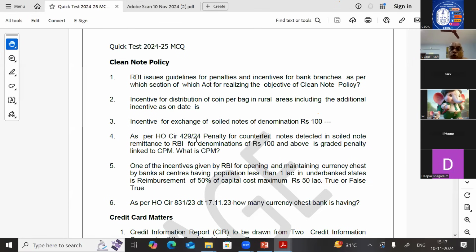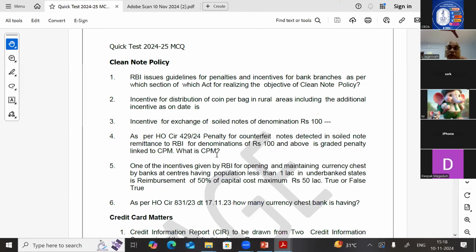Question number 4. As per HO Circular 429/24, penalty for counterfeit notes detected in soiled note remittance to RBI for denomination of rupees 100 and above is a graded penalty linked to CPM. What is CPM? I told you, counterfeit notes per million. That is the expansion for CPM.